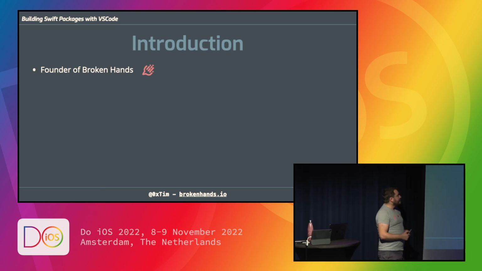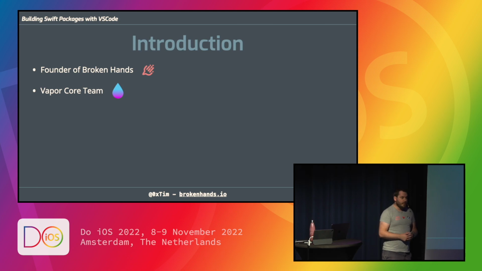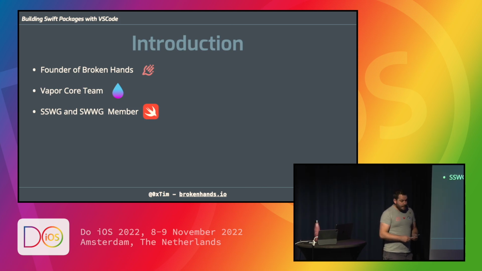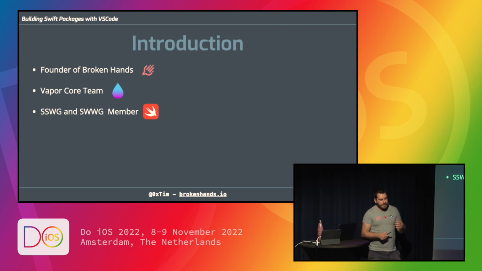I run a company called Broken Hands. I'm part of the Vapor core team, so I'm responsible for effectively maintaining and building Vapor and growing it. I'm a workgroup member of the Swift Server workgroup and the Swift website workgroup. So the Swift Server workgroup is responsible for advocating Swift on the server. So we have really good ties with the Swift core team and the language team, and we can make sure that Swift is as good as it can possibly be on the server.